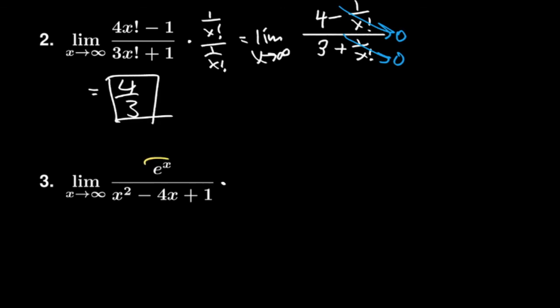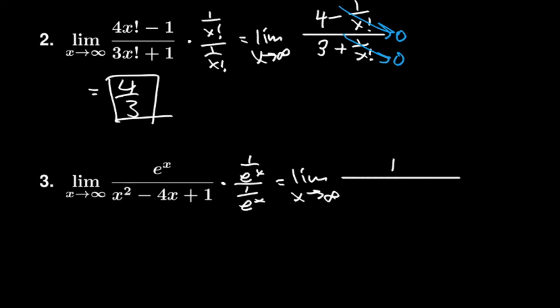Alright, next one, we see we have an e to the x and an x squared. And e to the x is obviously a lot bigger than x squared. So we'll multiply this by 1 over e to the x, all divided by 1 over e to the x. Alright, so that'll give us a limit as x approaches infinity of, so that's just going to give us 1 in the numerator. And in the denominator, we just get each of those terms divided by e to the x. You can't exactly simplify it like you could with the other polynomials, where you're able to just cancel out x's and stuff. In this case, you can't do that because that's an exponent.